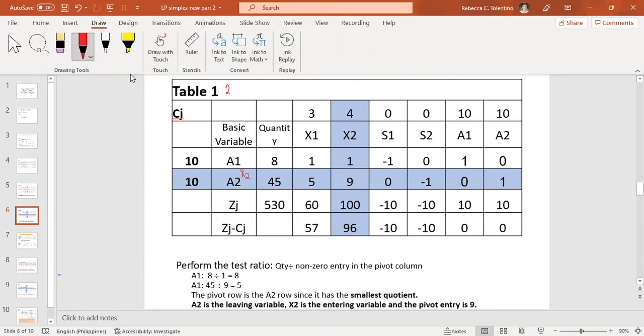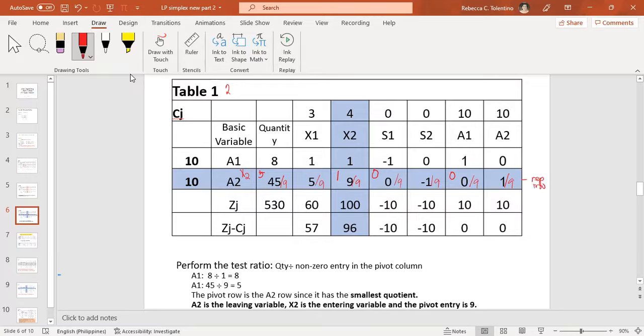Itong 45, 5, 9, 0, negative 1, 0 will be replaced by the result when all these entries are divided by 9. So 45 over 9 will become 5, so ang bagong entry natin dito is 5. This will be 5 over 9. Of course, this will be 1. 0 over 9 is 0. Negative 1 over 9 is negative 1 over 9. And 0 over 9 is 0. So ito ngayon yung ating replacing row.